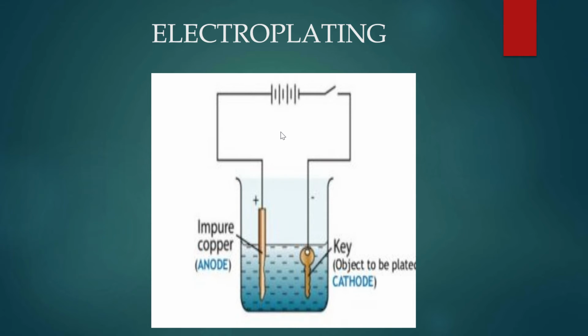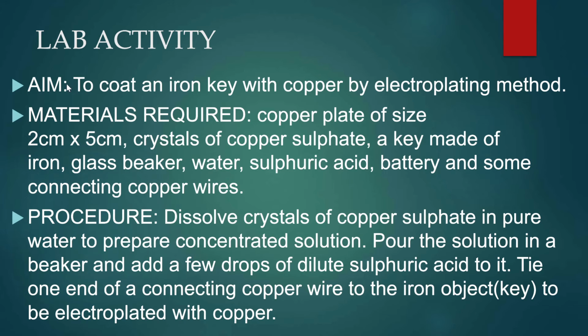Okay. So here you see what is the aim of the lab activity: to coat an iron key with copper by electroplating method. The materials required are copper plate of size 2 cm by 5 cm, crystals of copper sulfate, a key made of iron, glass beaker, water, sulfuric acid, battery, and some connecting copper wires. Let's see the procedure.